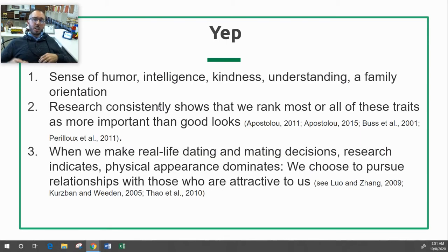Sense of humor, intelligence, kindness, understanding, a family orientation. Research consistently shows that we rank most or all of these traits as more important. Like, this is what we say we're looking for. I want someone who makes me laugh. But when we make real life dating and mating choices, research indicates physical appearance dominates. We choose to pursue relationships with those who are attractive to us. And I've got a ton of studies on that. So yes, physical attraction does matter to us.